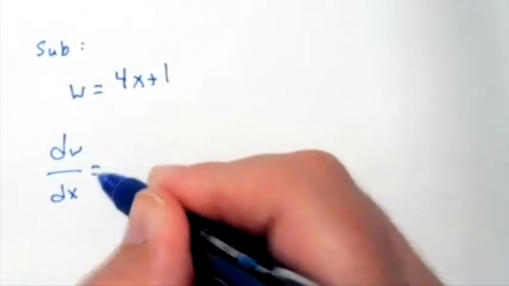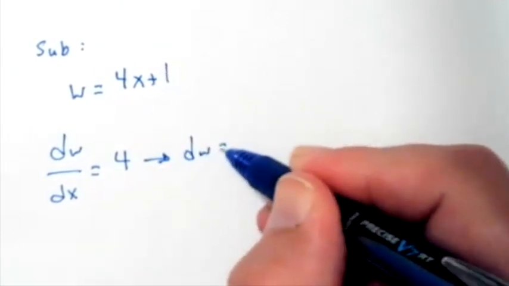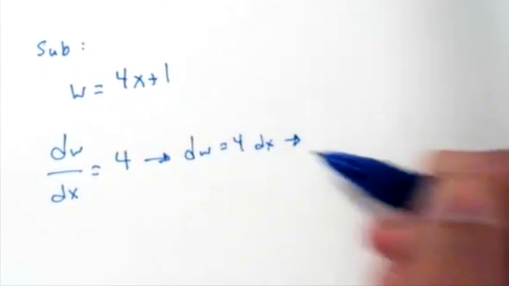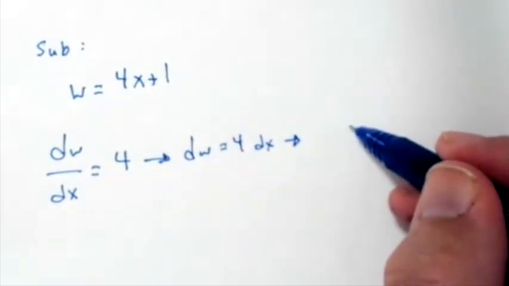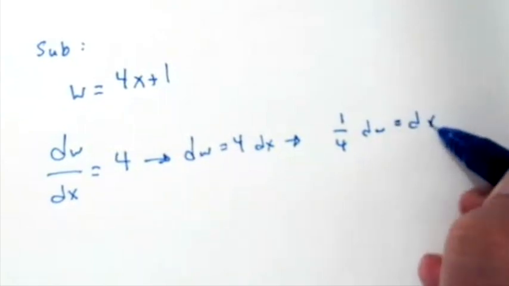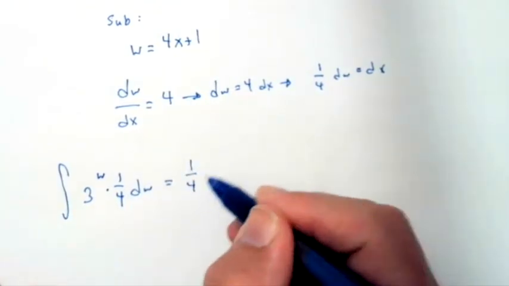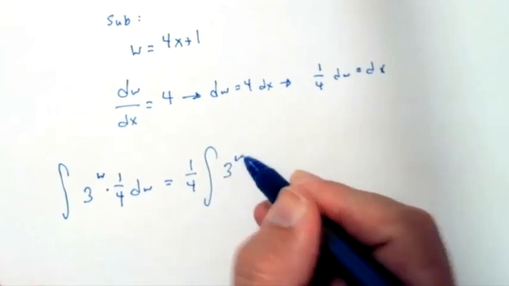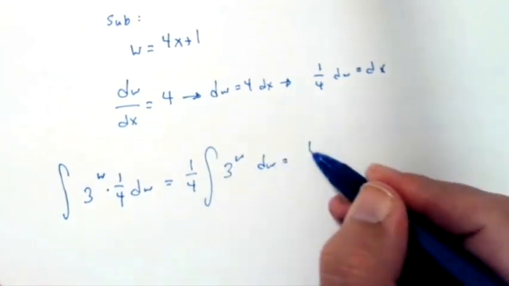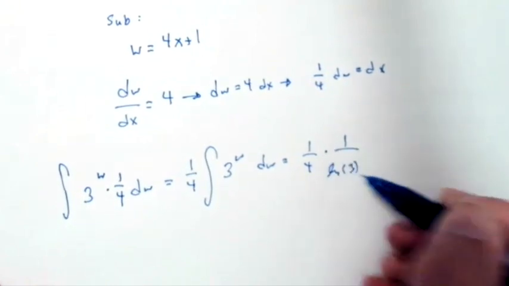We try the substitution w equals 4 times x plus 1. This gives dw/dx is equal to 4, so dw is equal to 4 times dx. We solve that dx is equal to 1/4 dw. Plugging these pieces back in gives the indefinite integral of 3 to the w times 1/4 dw. Then we can pull the 1/4 in front since it's a constant, to get 1/4 times the indefinite integral of 3 to the w dw.